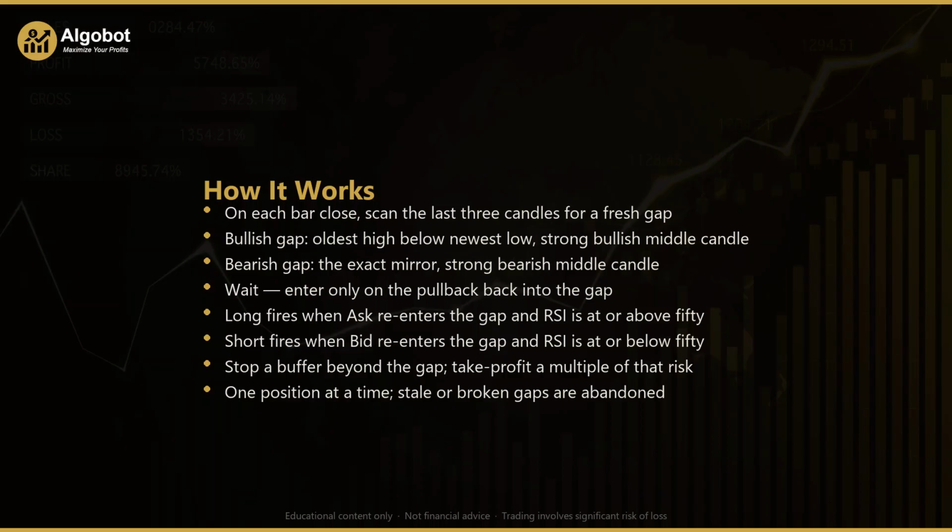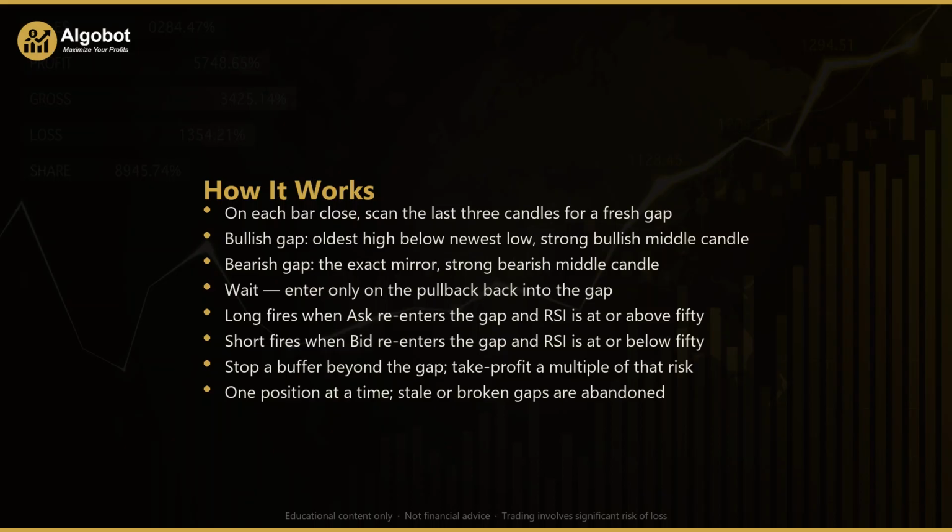Second, the middle candle, the displacement candle, must be bullish and body dominant, with its body making up at least 55% of its full range by default. That confirms the move was decisive rather than indecisive chop. Third, the gap must be wide enough to matter, at least a set fraction of the recent average candle range, 25% by default. A bearish gap is the exact mirror. The low of the oldest candle sits above the high of the newest. The middle candle is bearish and body dominant, and the gap clears the same minimum width.